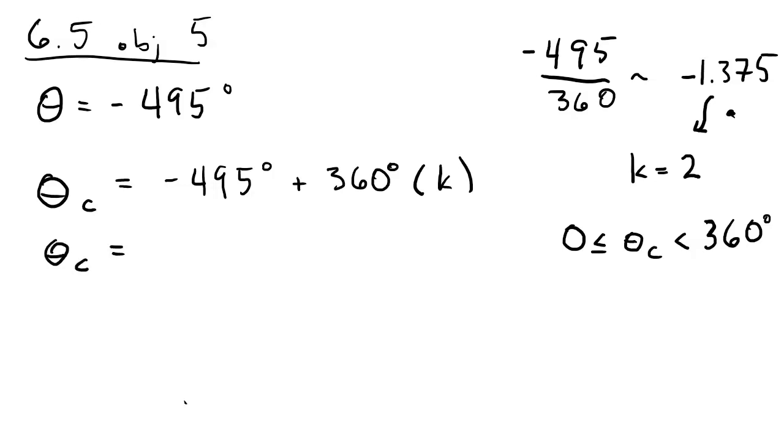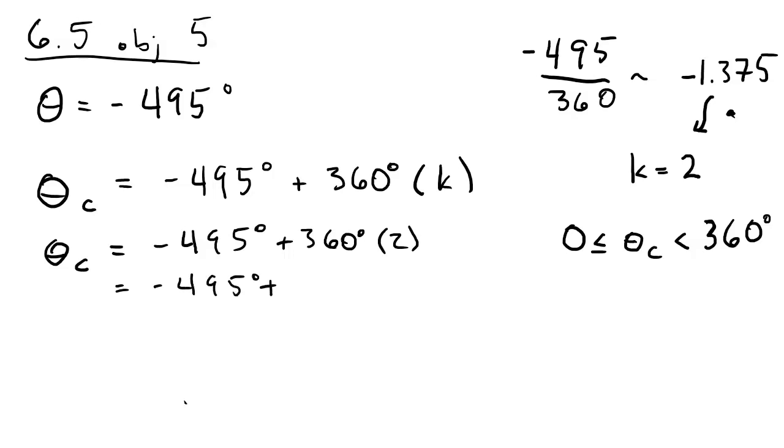Okay, now let's see this in practice. Putting k into this equation, we get negative 495 degrees plus 360 degrees times 2. So this is going to equal negative 495 plus 720, which is equal to 225. And now we have our coterminal angle, theta C.